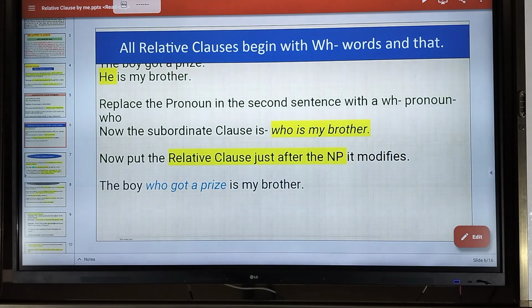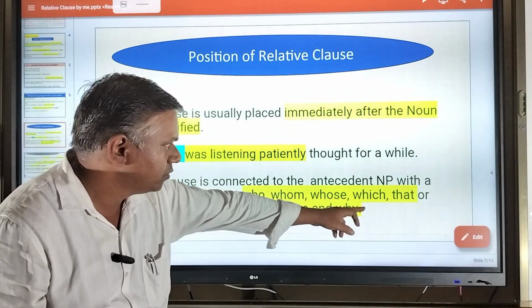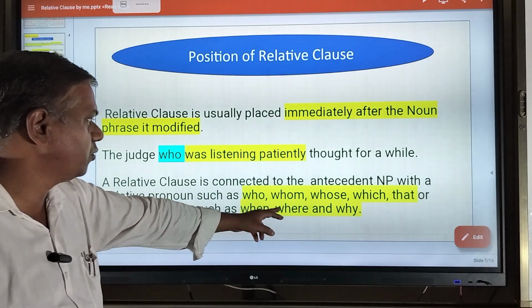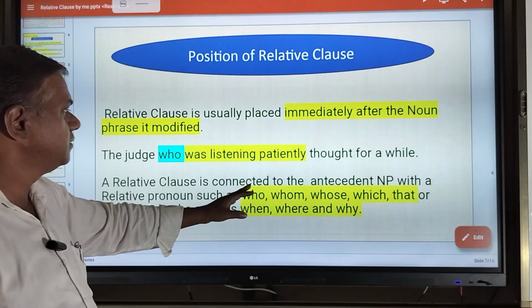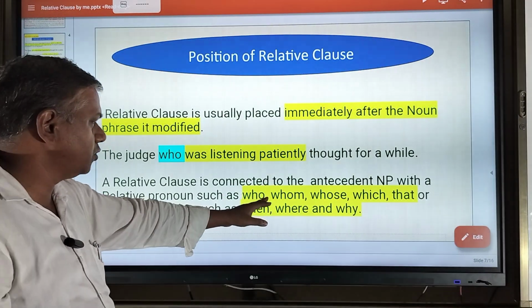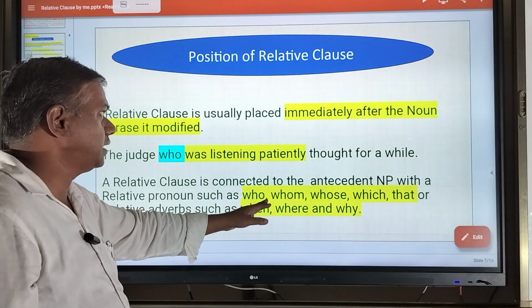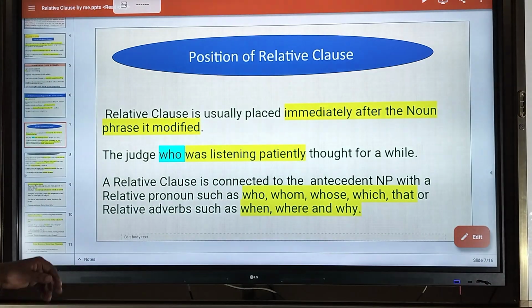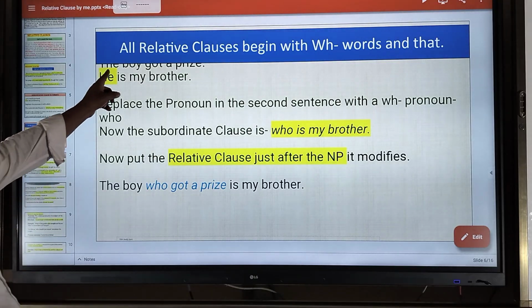Next one: all relative clauses begin with a WH word. What are these WH words? You see, who, whom, whose, which, that, when, where, and why. Okay, these are the relative pronouns. These are the WH words. With these relative words, the subordinate clause is made. Understood?